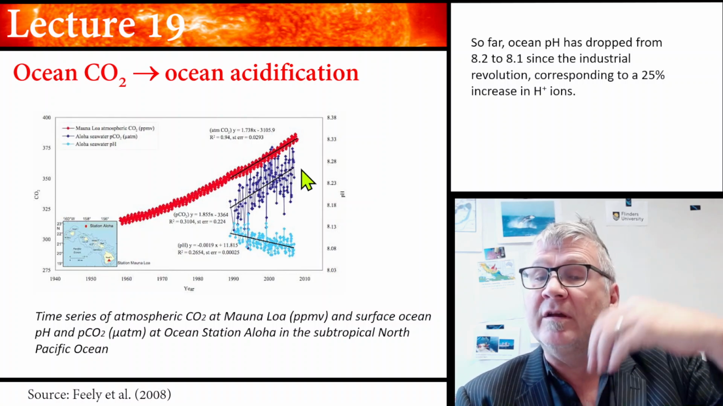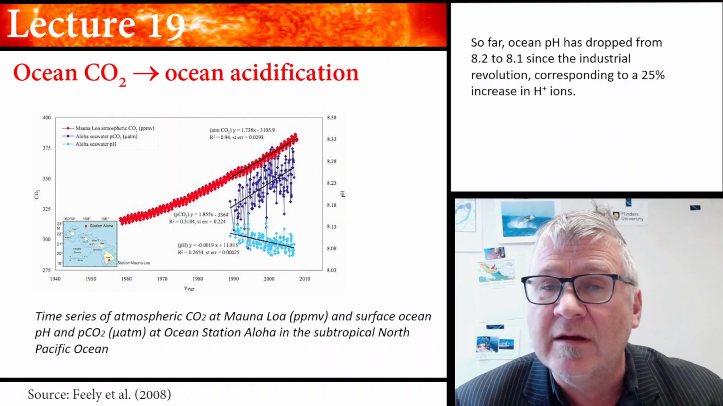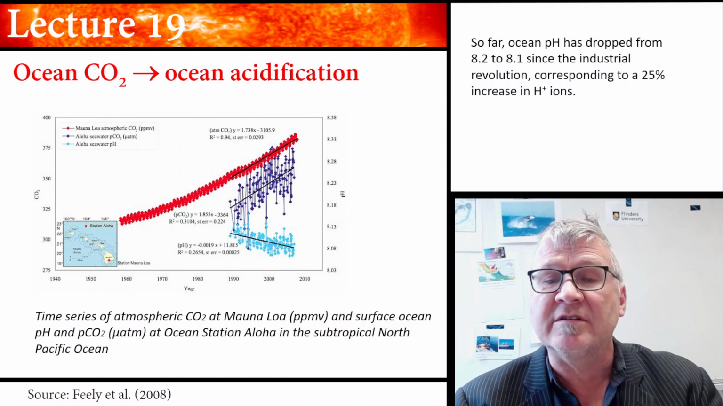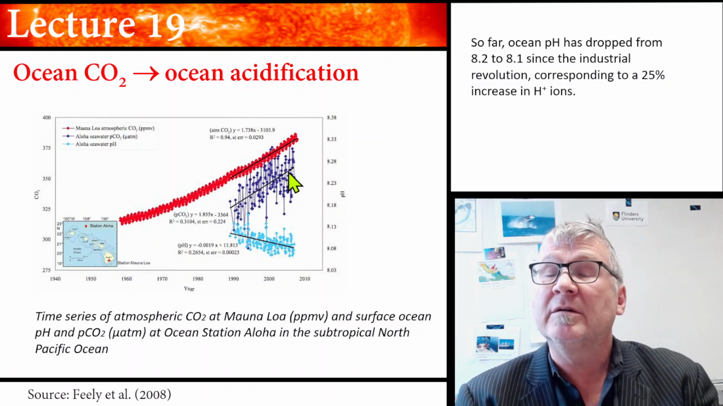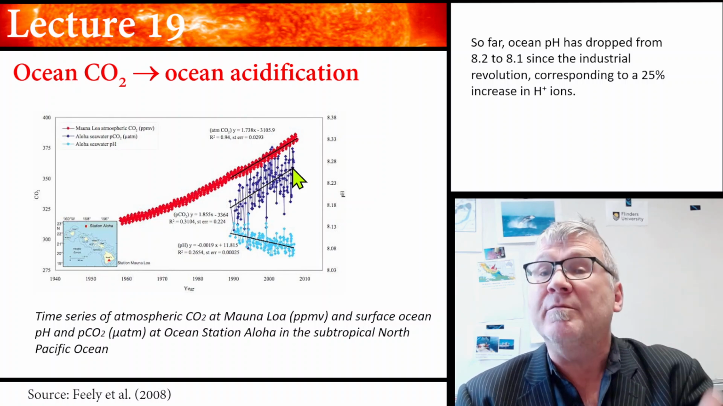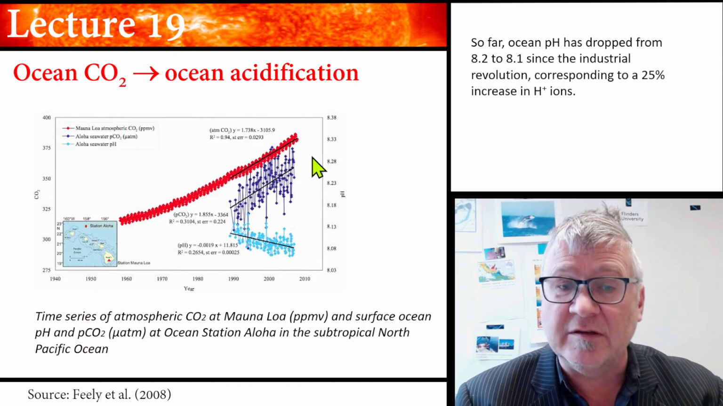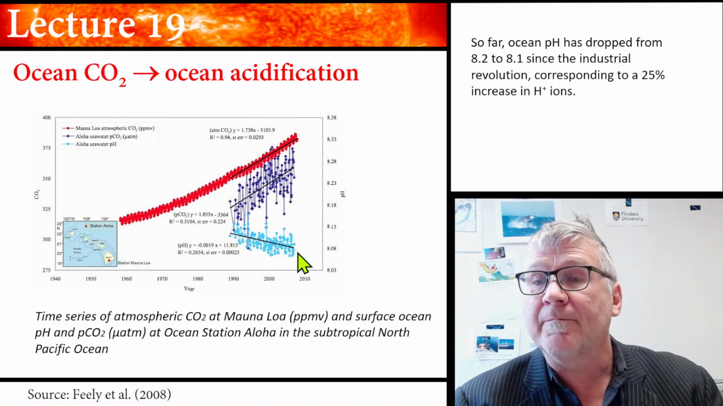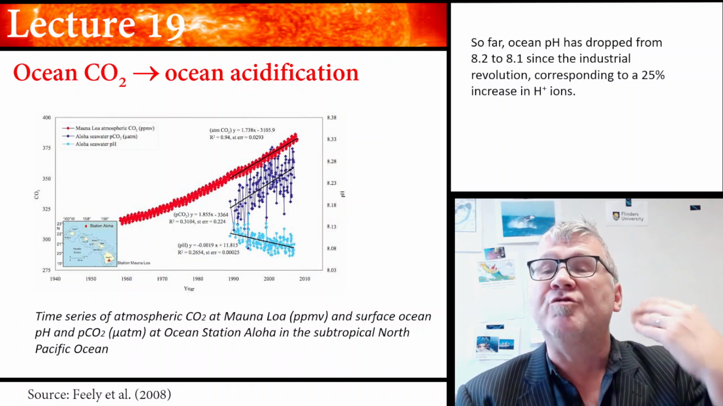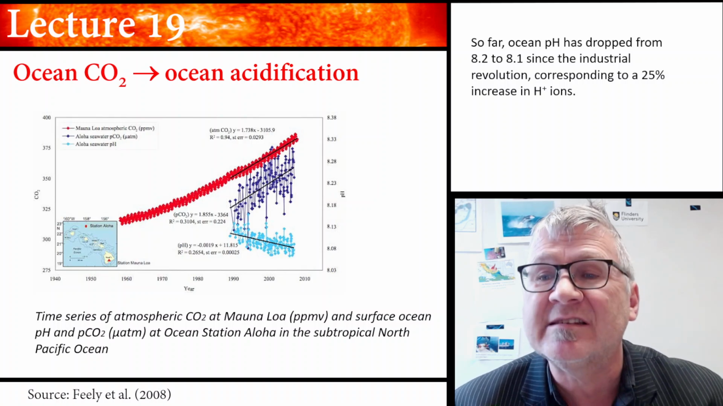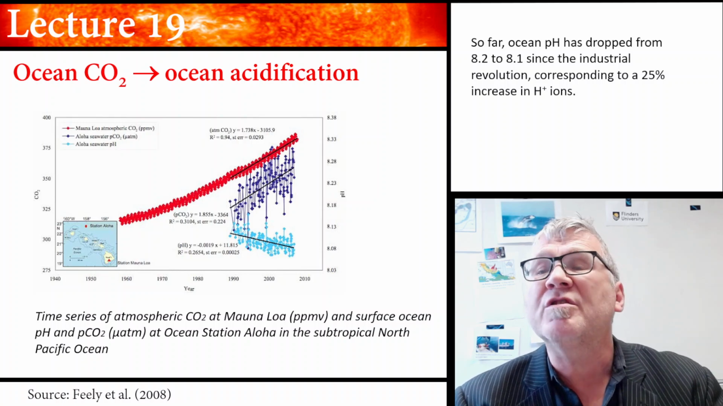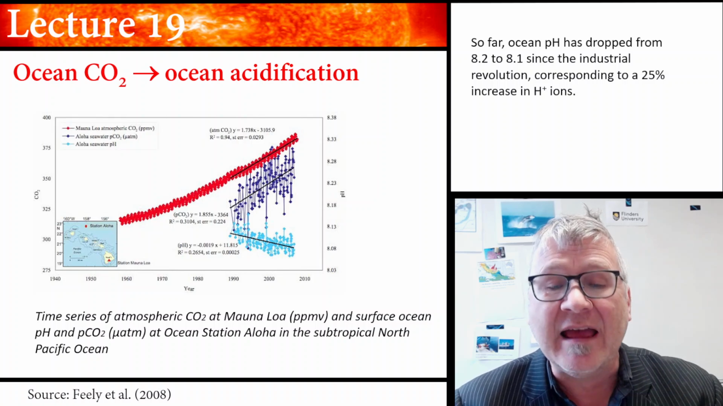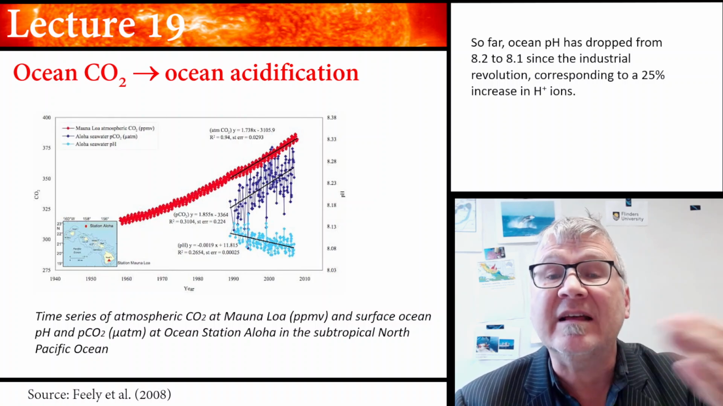And you can see there are huge variations here, but you can see a similar trend. This is because if you increase the CO2 concentration in the atmosphere, through the air-sea gas exchange, the concentration in the ocean increases. Because of that, we have this chain reaction in the ocean, an adjustment of the pH to this change, and the pH drops. So far, ocean pH has dropped from 8.2 to 8.1 since the Industrial Revolution, corresponding to a 25% increase in hydrogen ions. That's the storyline.